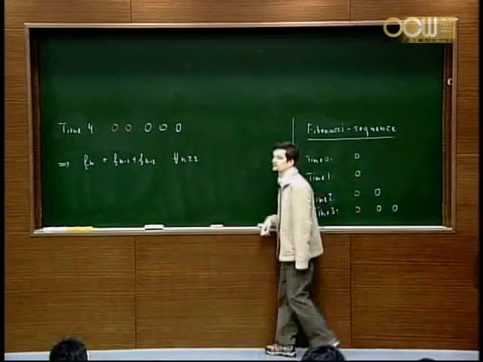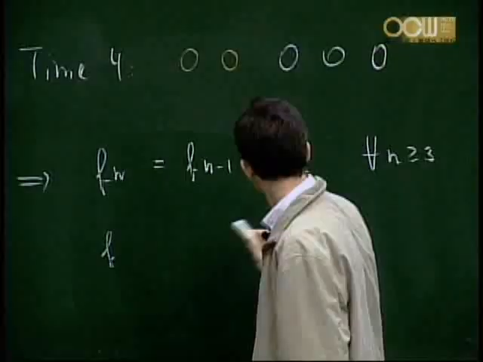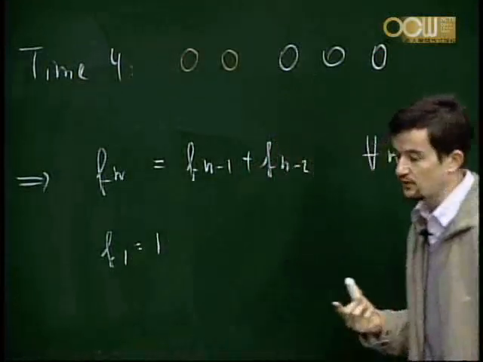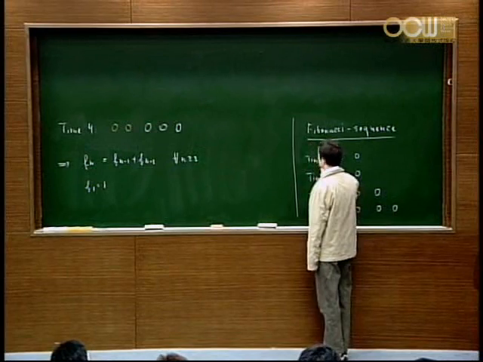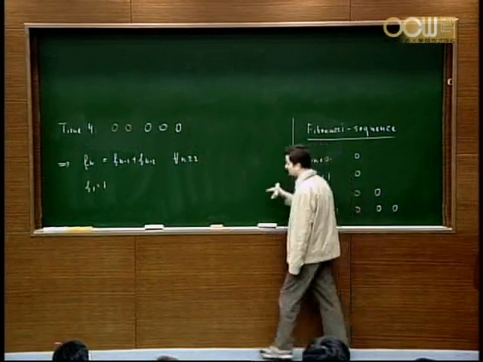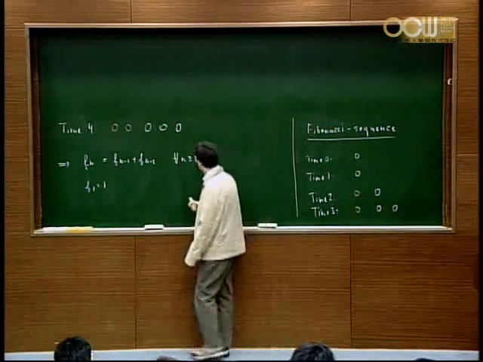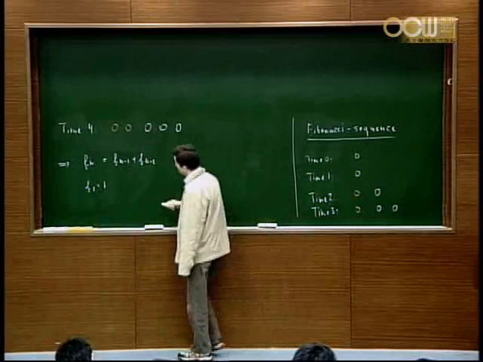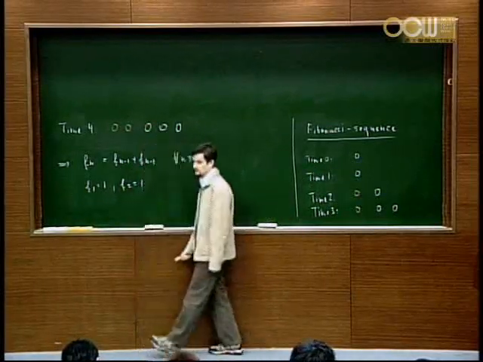I guess you have heard this in high school. Now, we have also initial conditions. F1 is equal to 1 because, I should say, I started here at time point 0, but I don't want this, so I shift the time point to 1. So what I denote here by 1 corresponds here to time 0. So f1 is equal to 1 and f2 is equal to 1 as well.